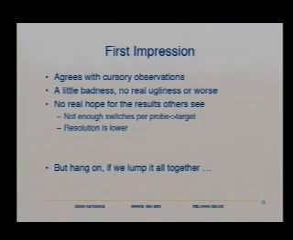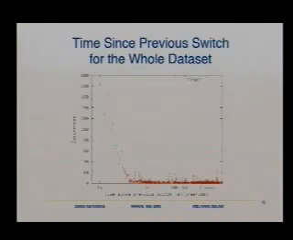But then we just lumped all the data together, and we saw the same kind of distribution that you saw in Peter's talks. This is a log scale on the x-axis for the interval between switches, and the y-axis is occurrences. And you see that there's a high number of occurrences of switches that happen close to each other. So there must be some bursty activity there.